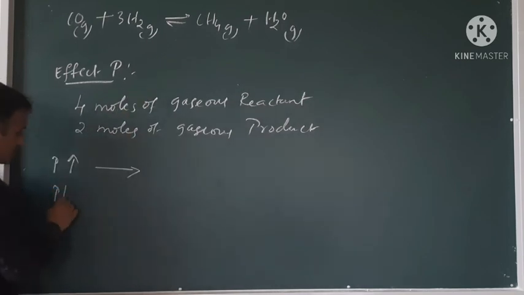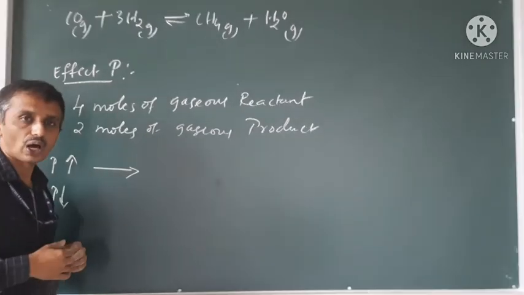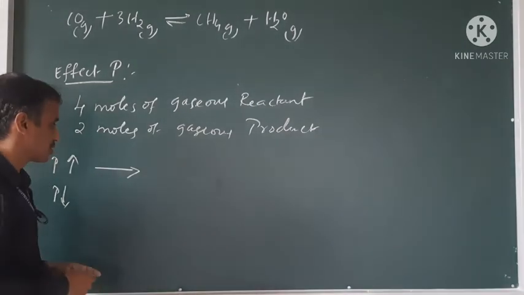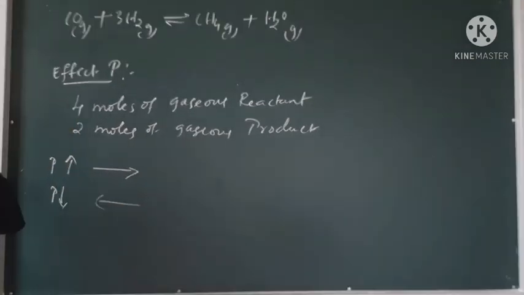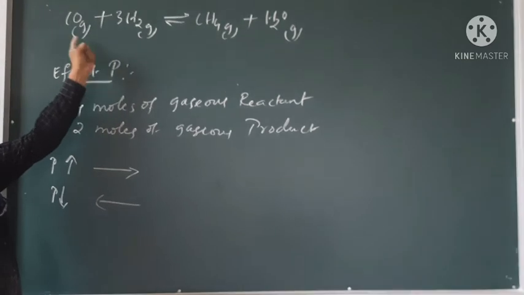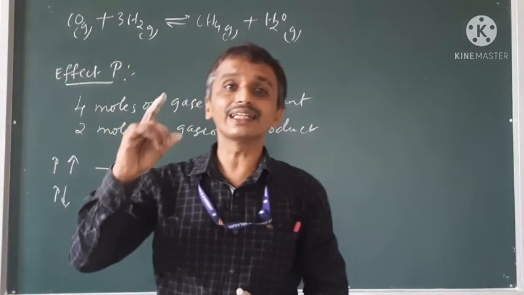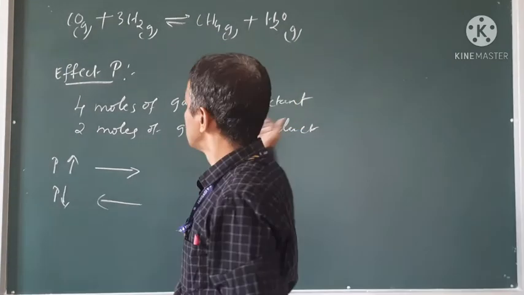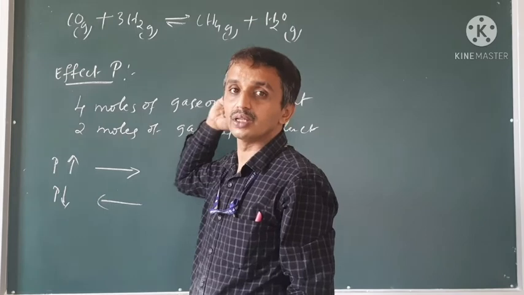Say the pressure is decreased. Now the pressure should increase, which means the number of moles should increase. The reaction should go to the left. The reaction will move in the direction where there is an increase in the number of moles. The increased number of moles is in the backward direction, or to the left.